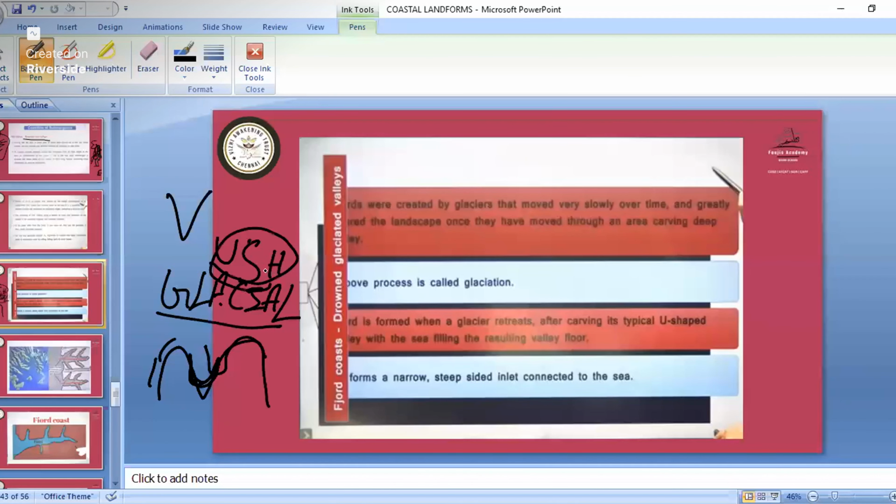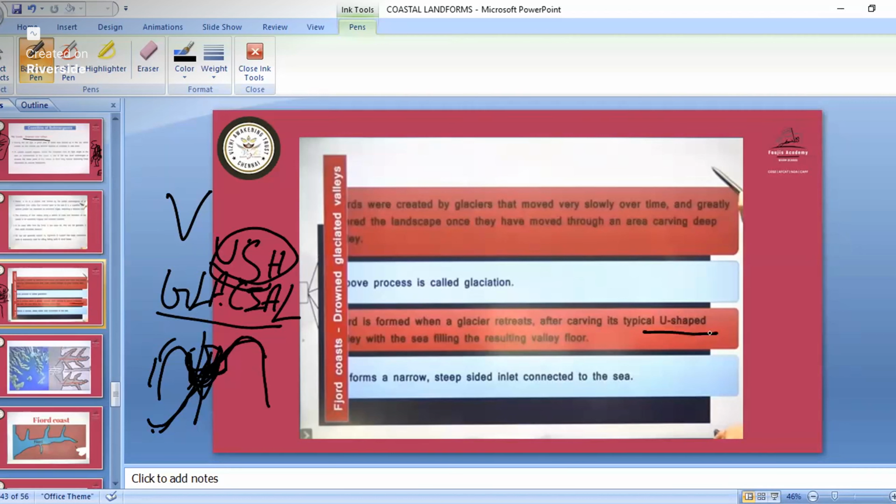In that U-shaped valley, when the sea has risen, the glacier water is coming through this way, and then the sea water is going and mixing this side, and they are forming the coast. That particular coast is known as the fjord coast. They are created by glaciers that move very slowly over time. Once they have moved through an area, carving deep, that is known as glaciation. So in that, U-shaped valley formation is taking place.